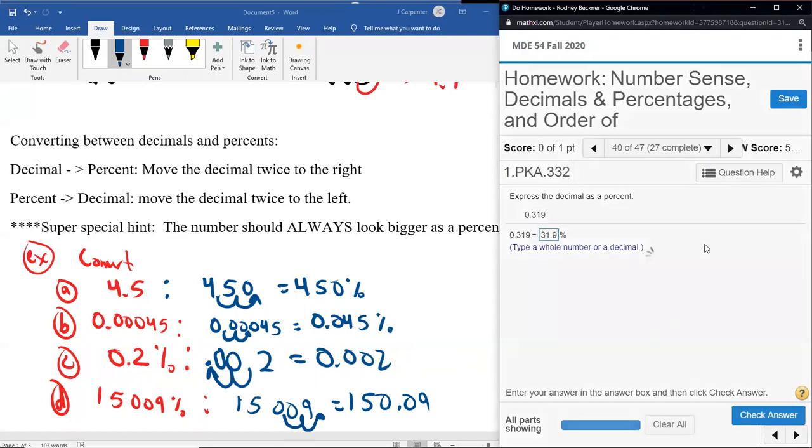31.9, this is just a lot of the same at this point, but I did a bunch of these because it's so important.